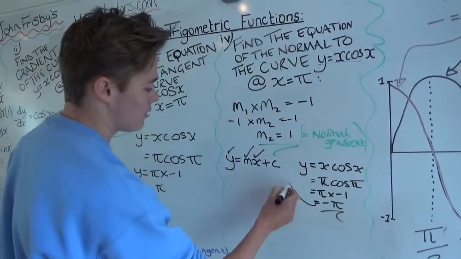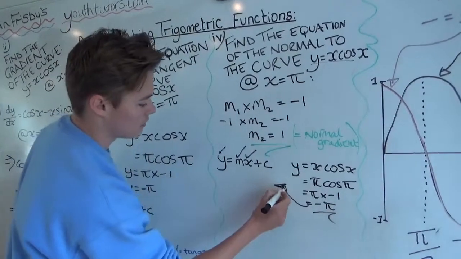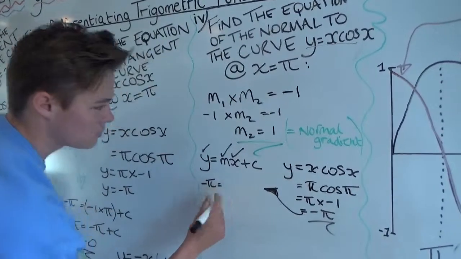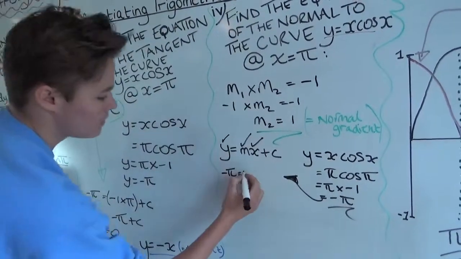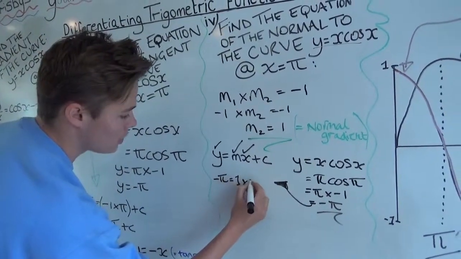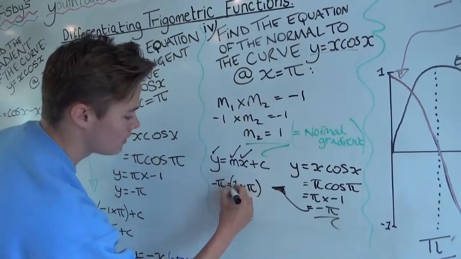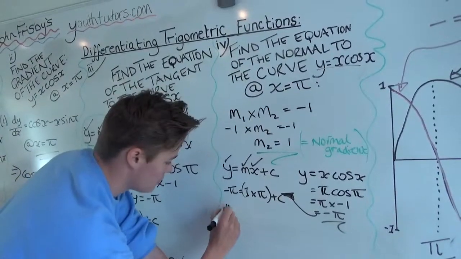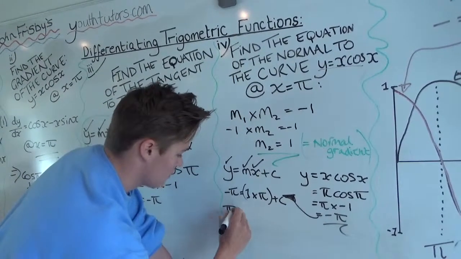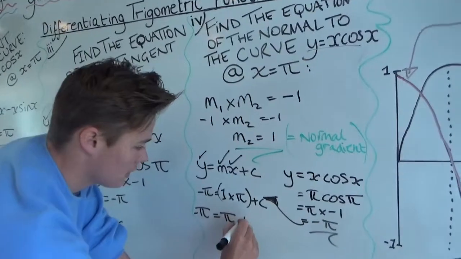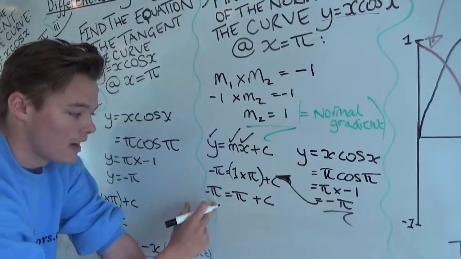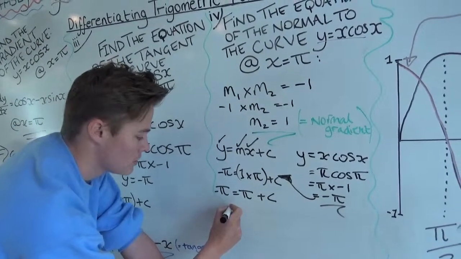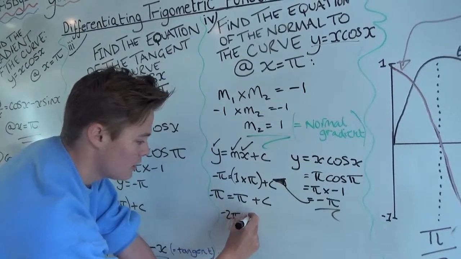So we put that over here. So you go minus pi equals, and now you've got m2 is equal to 1, so you go 1 times pi plus c. So now we've got minus pi is equal to pi plus c, and then you move that across and that becomes minus 2 pi. So minus 2 pi equals c.